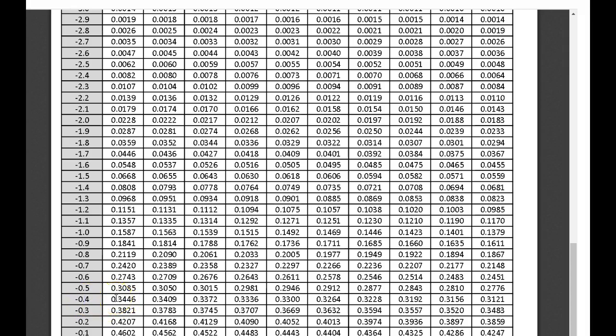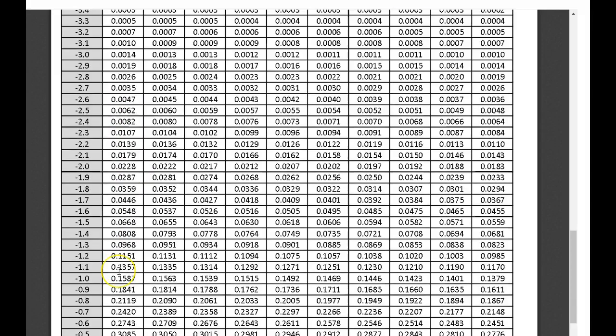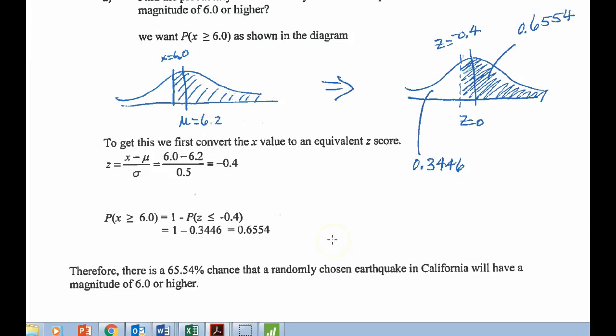And if I scroll back up, here's 0, so that's going to be negative 0.40. Back down again, the value I want from my table is this one right here, 0.3446. Okay, so that's the value that I want. So we just found 0.3446 from our table. We would subtract from 1, and there's our answer.